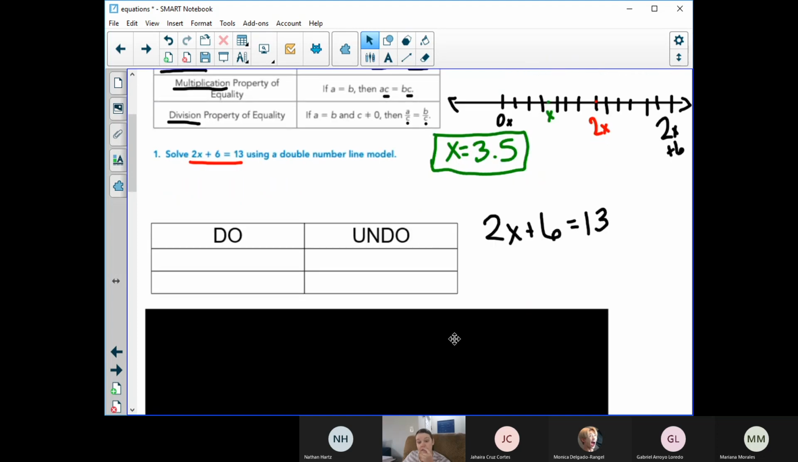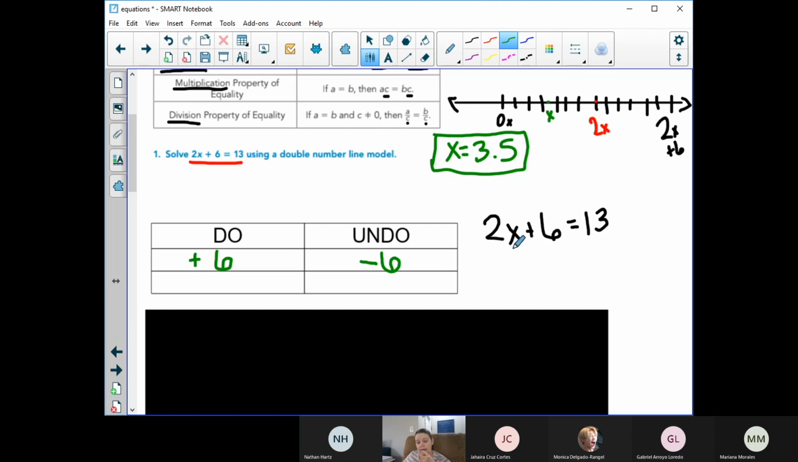We're going to look at solving this a different way, okay? And that is by thinking about what we did to x so that we can undo it to find the answer. So 2x plus 6. Well, the first thing I see that we did is we added 6. To undo that, we have to do the opposite of addition, which is to subtract 6.